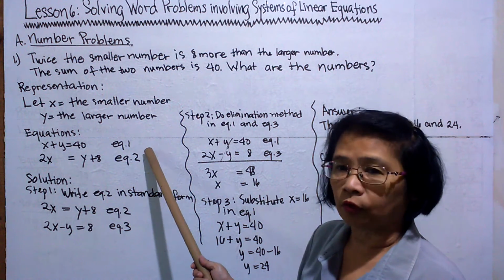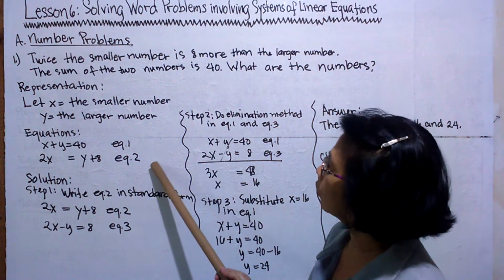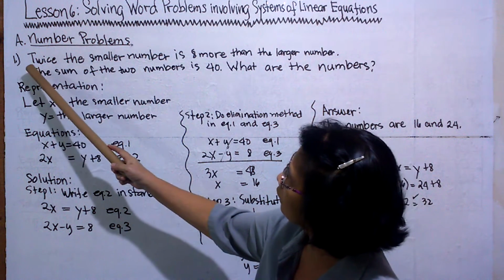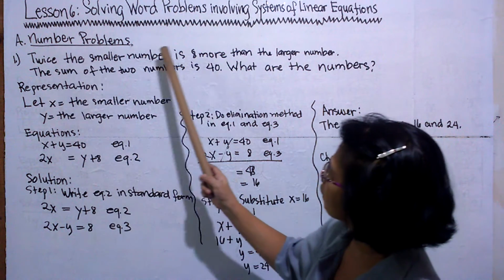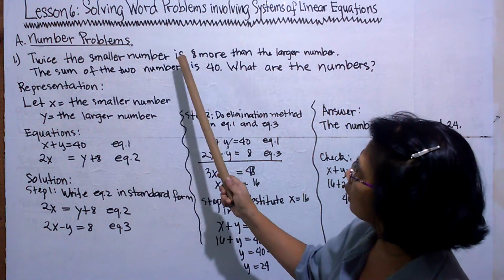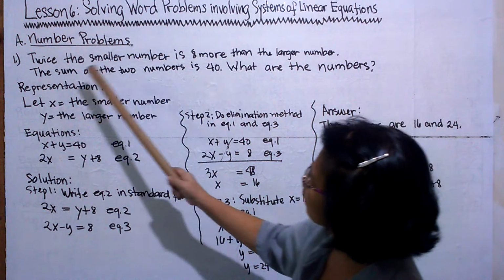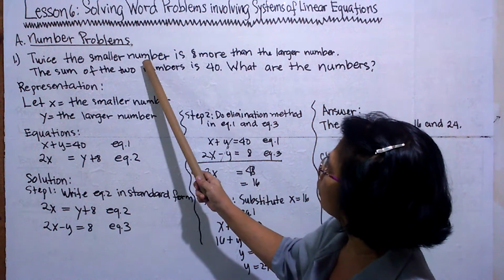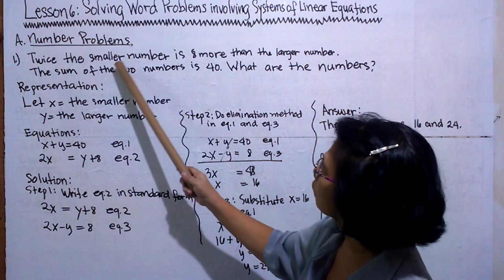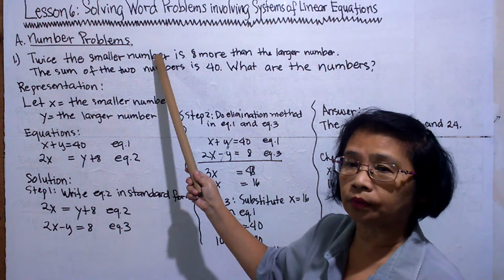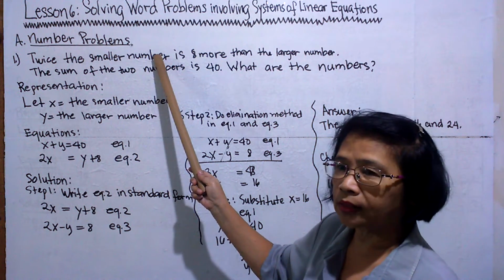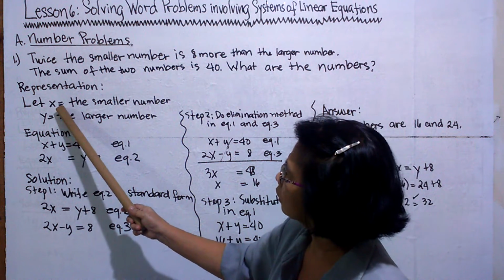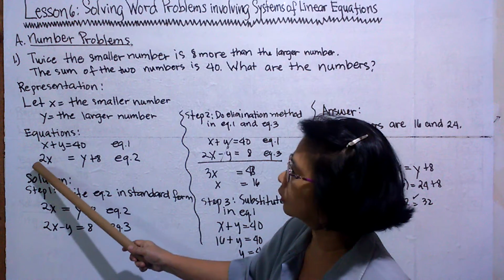To form equation number 2, we go back to the given problem and look at some other conditions. I told you the word "is" means equal. What is said here? Twice the smaller number. Do we know the smaller number? We don't. The smaller number is represented by x, so twice of that, we write 2x.